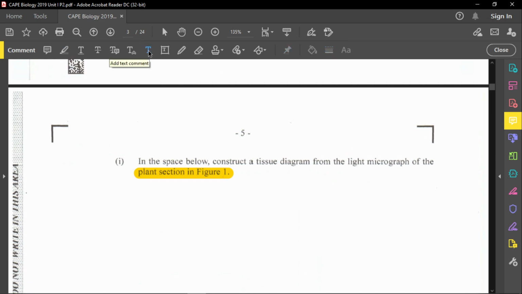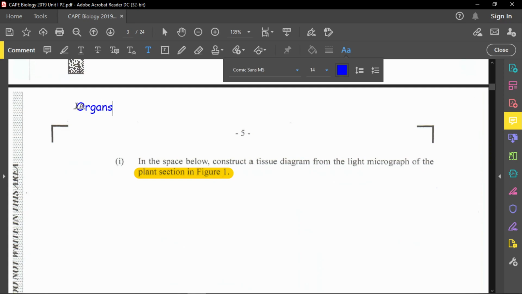What I want to make reference to in terms of organs: there are three major organs of the plant, just to point it out. The organs of a plant will include the root, the stem, and the leaves. All right, so those are the different organs of the plant.